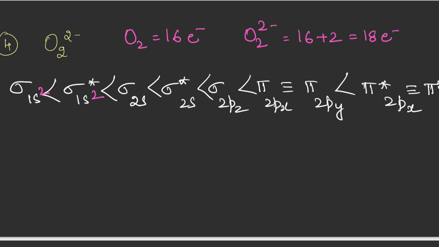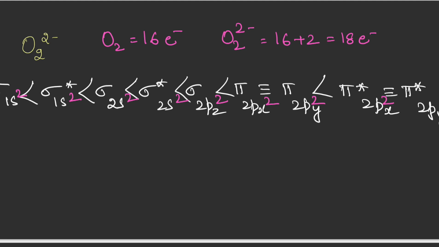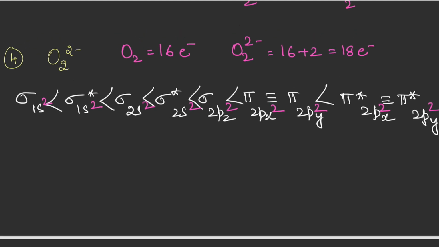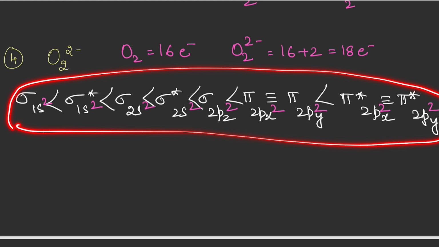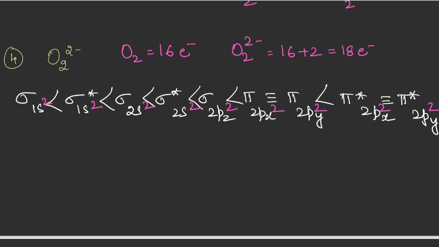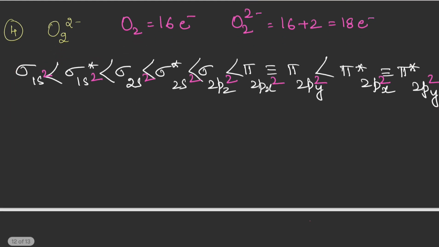1s2, 2s2, then 2pz2. So 2, 4, 6, 8, 10, 12, 14, 16, 18. So all the molecular orbitals are filled. Whether it is diamagnetic or paramagnetic in nature, you can see there is no unpaired electron, all are paired. If there is no unpaired electron, we say it is diamagnetic in nature. So this is diamagnetic.